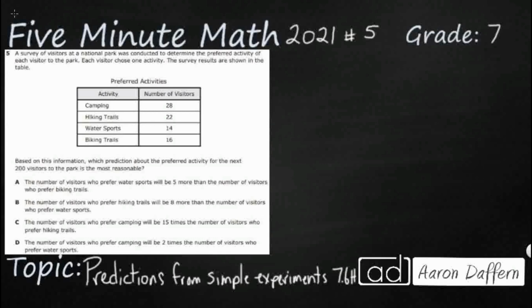Today we are looking at the 7th grade concept of predictions from simple experiments. This is standard 7.6H in the great state of Texas, and we are using item number 5 of the 2021 released STAAR test. If you have not done so already, please take a moment to pause the video, work this problem out on your own, unpause it, and then we will look at our answers together.